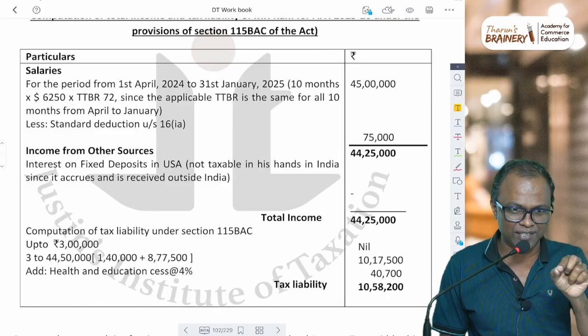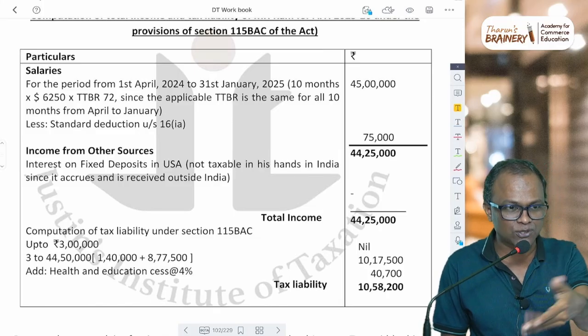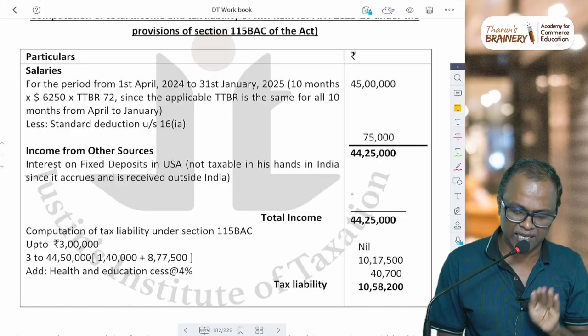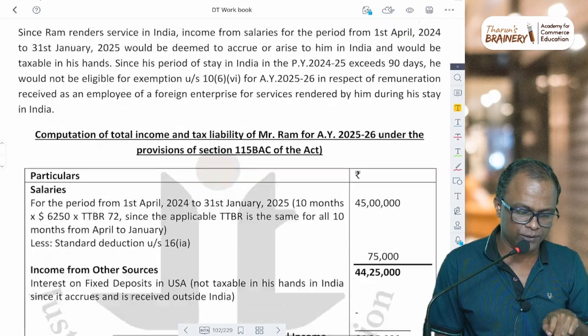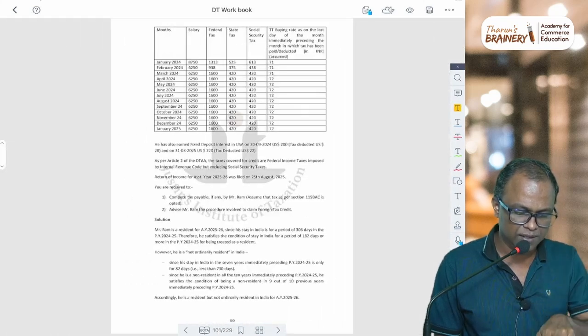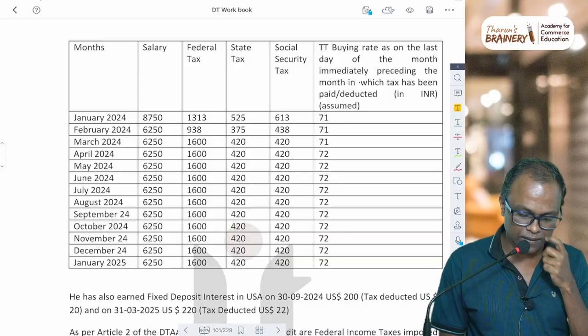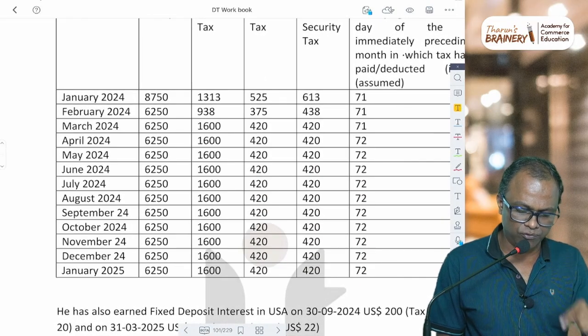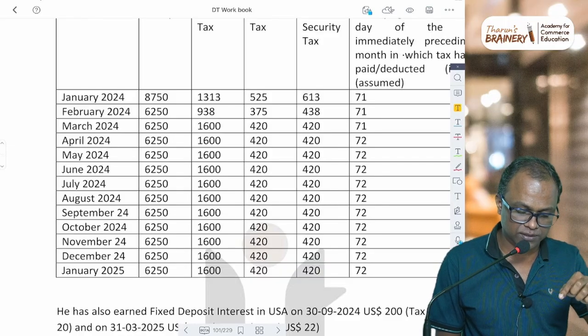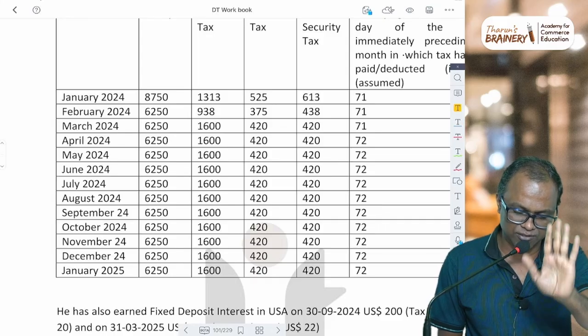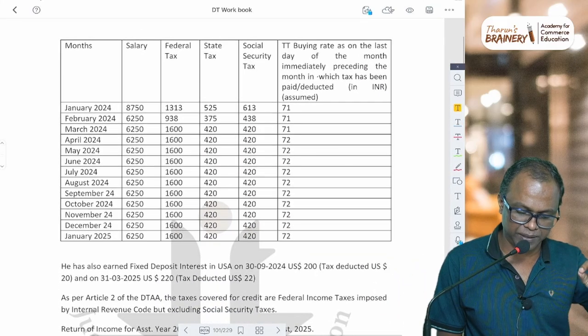Usually we apply the rate of tax in India on foreign income. So here foreign income is also the same. So tax payable in India is 10 lakh 58,200, compared to tax paid in the foreign country. For tax paid in the foreign country, you should take the monthly tax multiplied by the rupee rate. Whether that rate is uniform? Uniform, 72. 6,250 into, not 6,250, 1,600 into 10 into 72. So you will get the tax paid in the foreign country on such income.